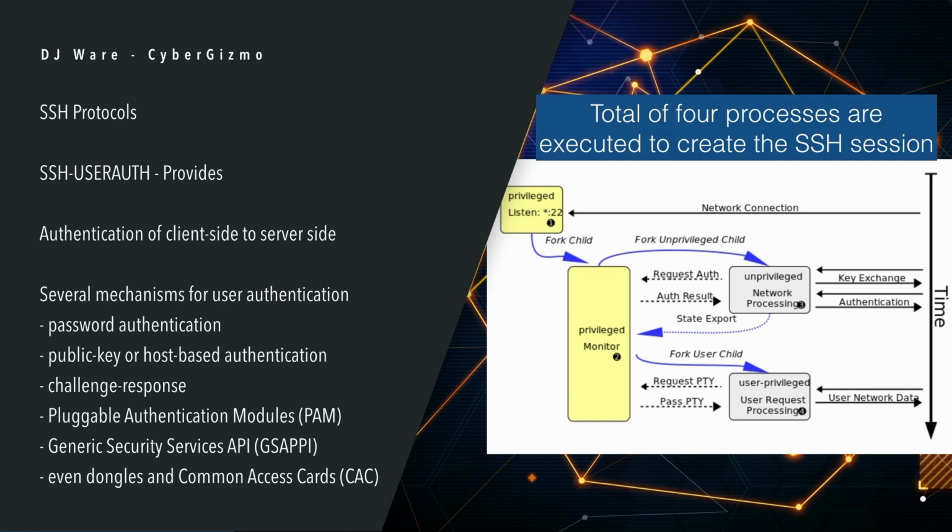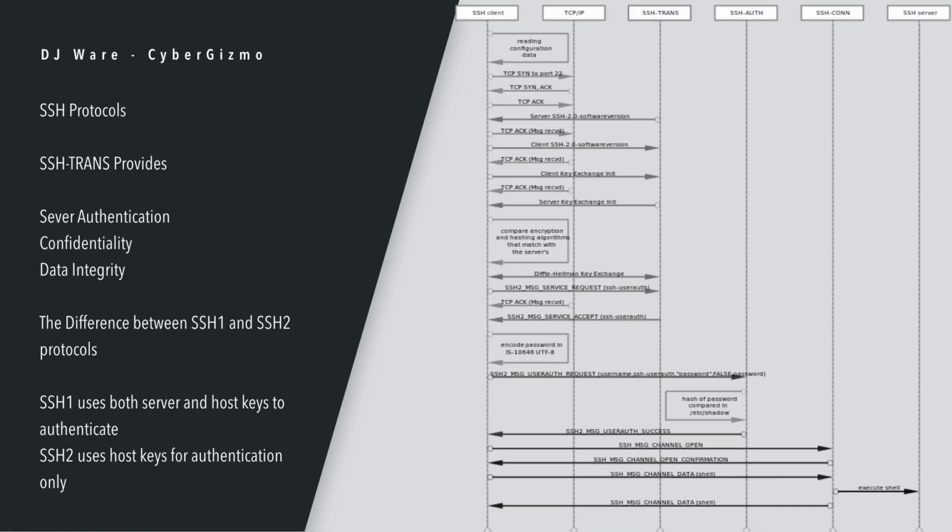The diagram on the right shows the setup that takes place, and in the end, once you have the command channel established and the data channel established, you end up with 4 processes in total. Where the protocols fit in is in this activity diagram. We've talked about the connection and the auth, so we're working kind of backwards, and now we've got trans. SSH Trans provides server authentication, so this is our fingerprinting. It also provides confidentiality and data integrity.